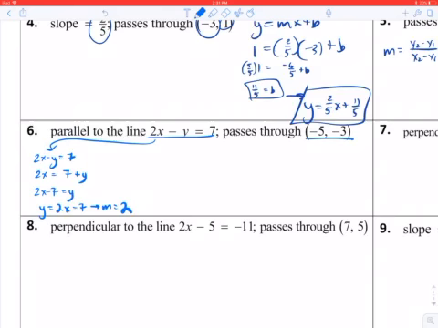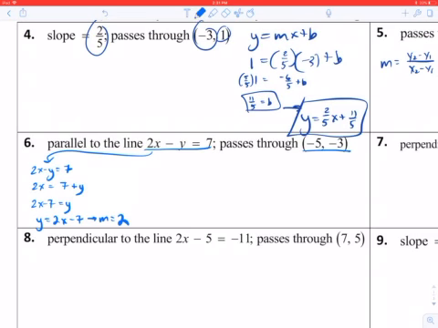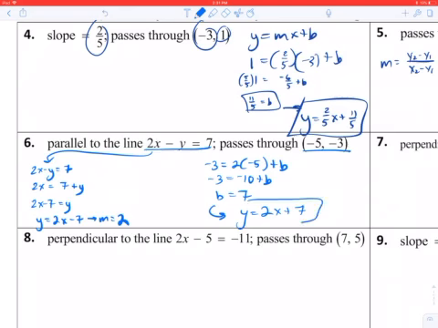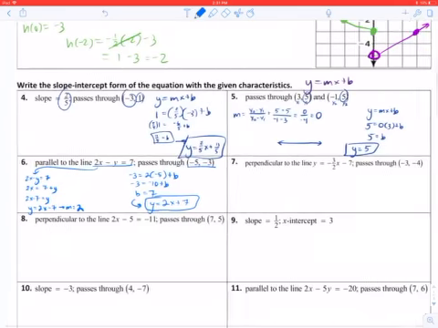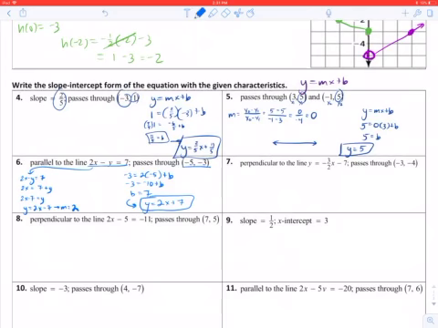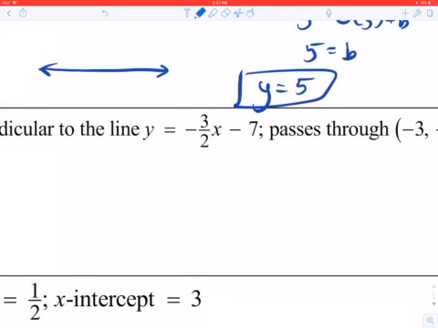Now that I know my slope, I can use this point, kind of like how we did 4 and 5. I'm going to plug in negative 3 for the y, 2 for the slope, negative 5 for the x, and then I want to solve for b. So I have negative 3 is equal to negative 10. Add 10 to both sides to get b is equal to 7. Now I can write this equation. I figured out that my slope was 2 and my b is 7. So, y equals 2x plus 7. Perpendicular means my slopes will be the opposite reciprocal.